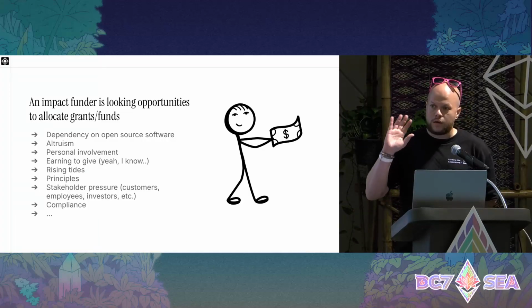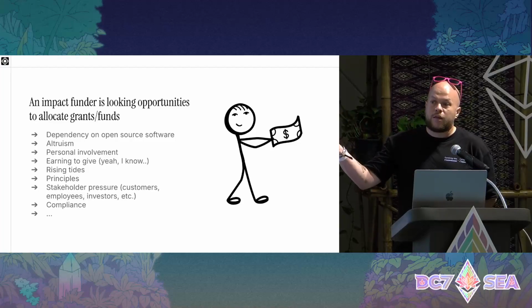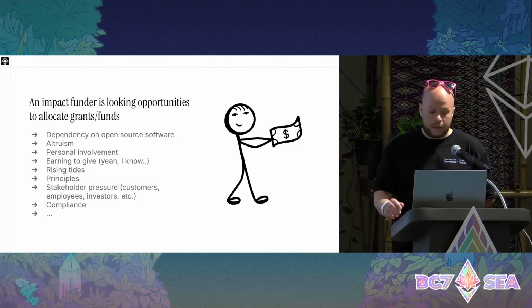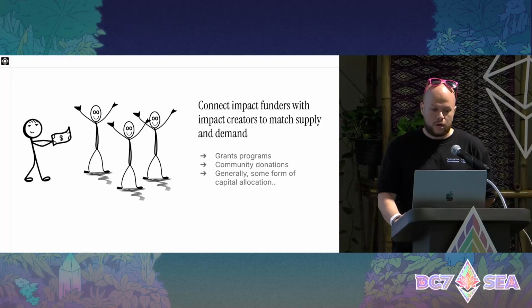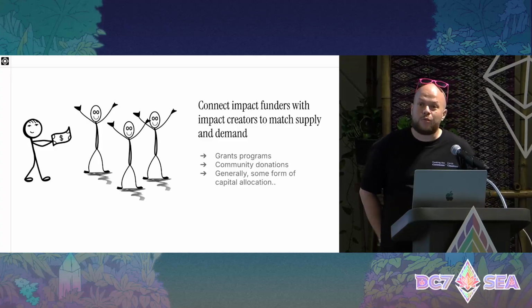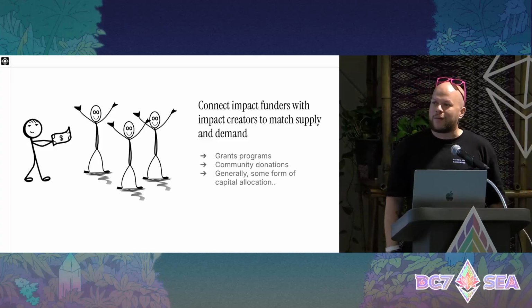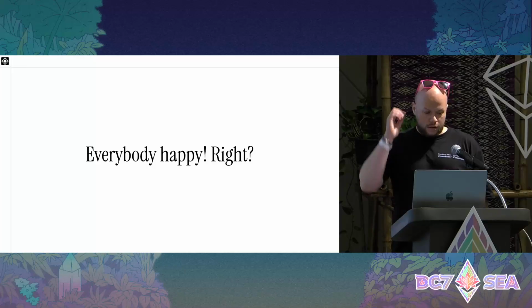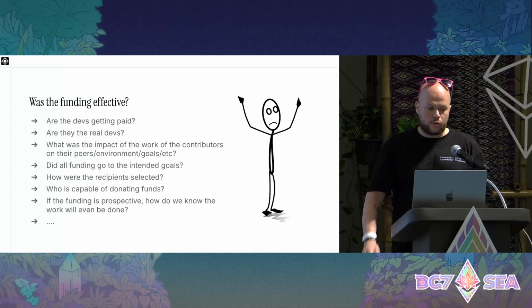But we know we have a world where basically people with bags or organizations with bags are allocating funds to people that would need us to do their work. So we know that we have impact creators, we know impact funders. If we just put them in the same marketplace, everybody's happy. Right? No, because usually that's not how it works.